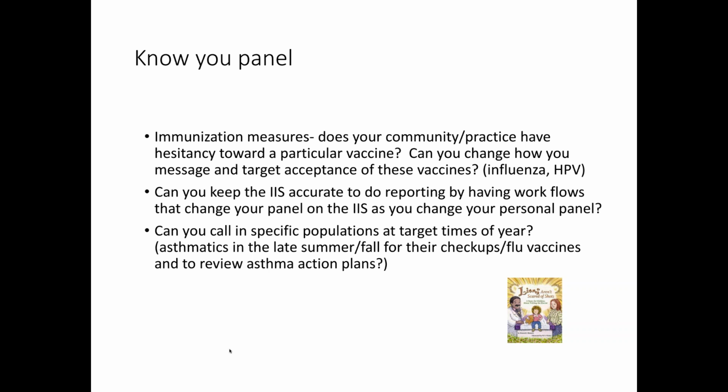We also found that the immunization registry, we had to update that to be able to use those quality metrics. So in our workflow, as a patient moves out of our clinic, we also inactivate them on the IIS. And as they move in, we make sure that it's accurate and updated. And then we also know now how to recall certain populations at different times of the year. So we are doing asthmatics late summer, early fall, so we can review their asthma action plans before illness starts, make sure they get their flu vaccine and they're up to date on their checkups. And you can do this for different populations as well.